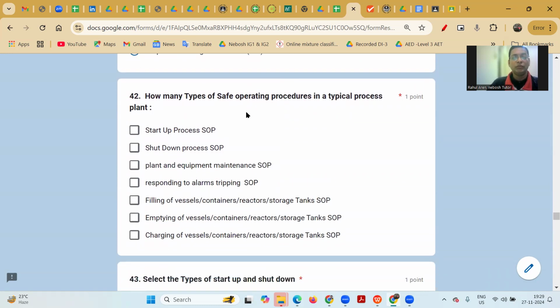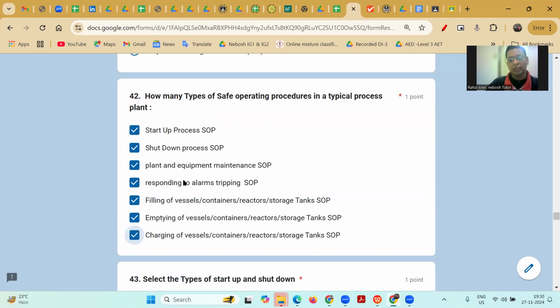Now, how many types of safe operating procedure will there be in a typical process plant? Startup process, shutdown process, plant and equipment maintenance SOP, responding to alarm tripping SOP, filling of vessel container. So for each and every activity, there will be an SOP in the process industry. But these are very generalized safe operating procedures for a typical process. I have only taken the example of 6-7 SOPs. If you see, the entire activities in the process plant are done with the help of SOPs only, emptying of vessel container reactors, charging of vessel container reactors.